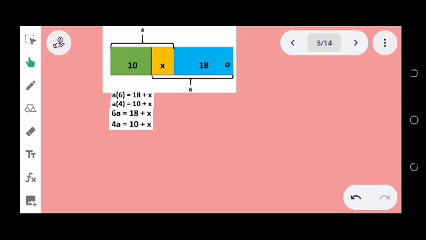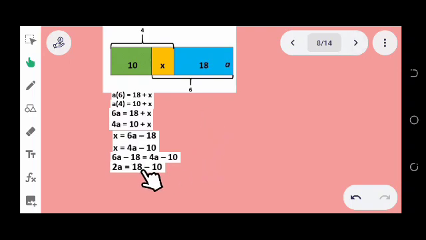You simplify this, we have 6a equals 18 plus x and 4a equals 10 plus x. We can solve both of these equations for x. That becomes x equals 6a minus 18, and the other equation becomes x equals 4a minus 10. Since both of them are now equal to x, they are equal to each other, so that is now 6a minus 18 equals 4a minus 10. We can solve for a.